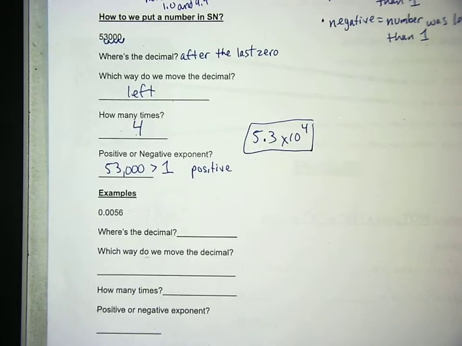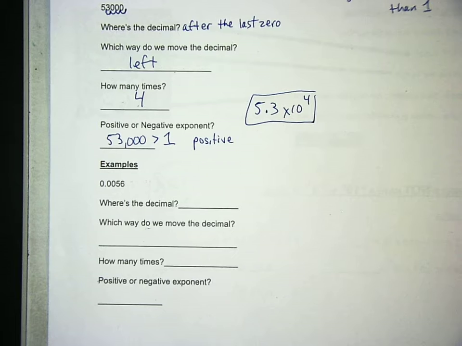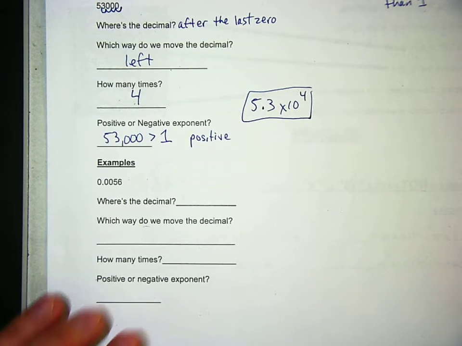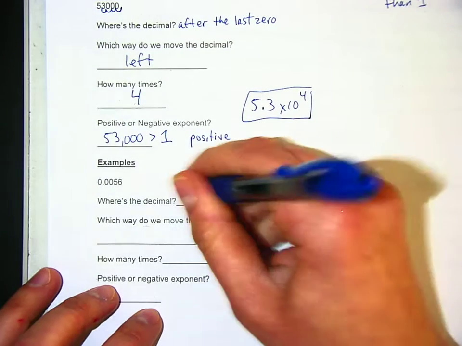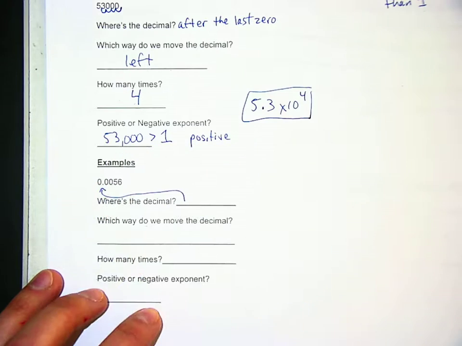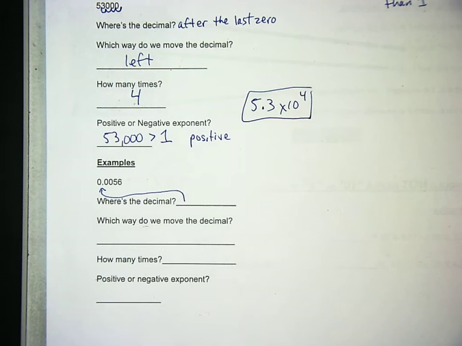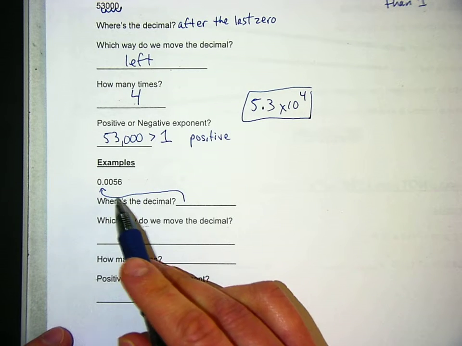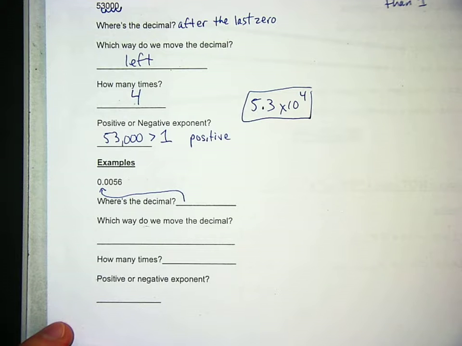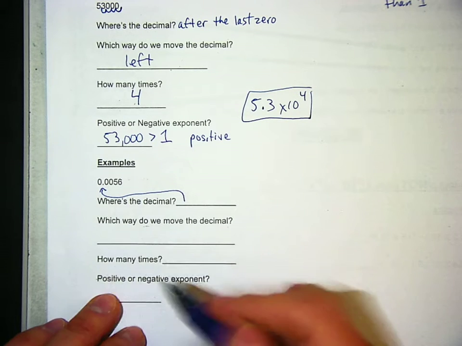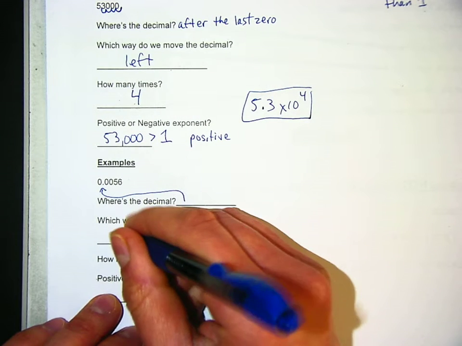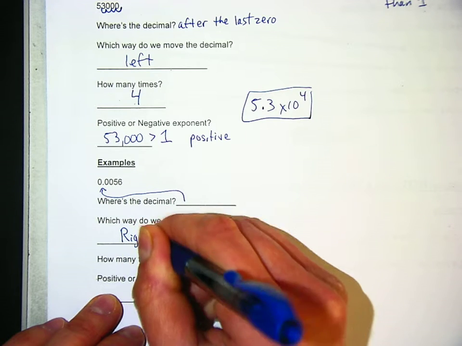For the next example, we have 0.0056. Where's the decimal point? Well, we can see it's right here. Now we have to figure out how to move the decimal point. We need, again, a number between 1.0 and 9.9. Right now, 0.0056 is less than 1, so we have to move the decimal point to the right. So we end up at 5.6.